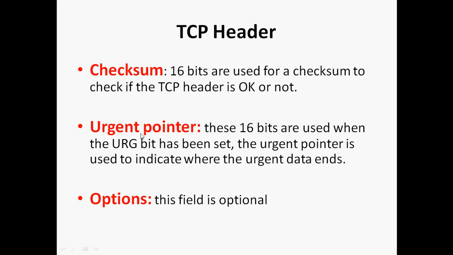Next one, urgent pointer. These 16 bits are used when the URG bit has been set. The urgent pointer is used to indicate where the urgent data ends. It is a 16-bit field, and when the URG flag is set, the urgent pointer indicates where to start and where to end within the TCP segment, because that data should be more prioritized compared to the other data. For that reason we can use the urgent pointer. The last one, options, is an optional field.